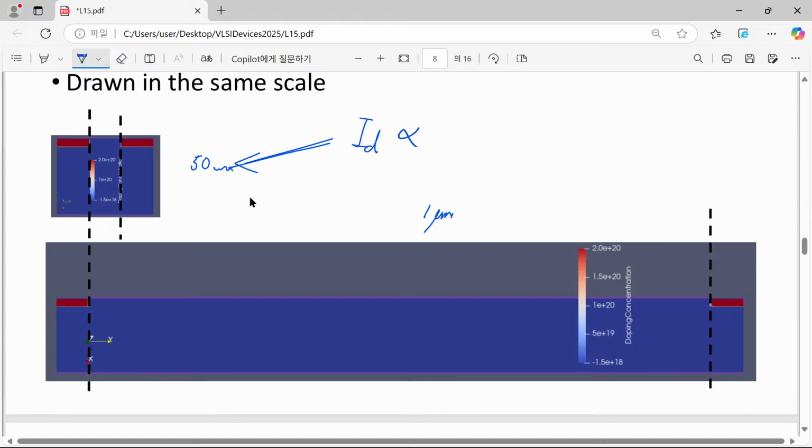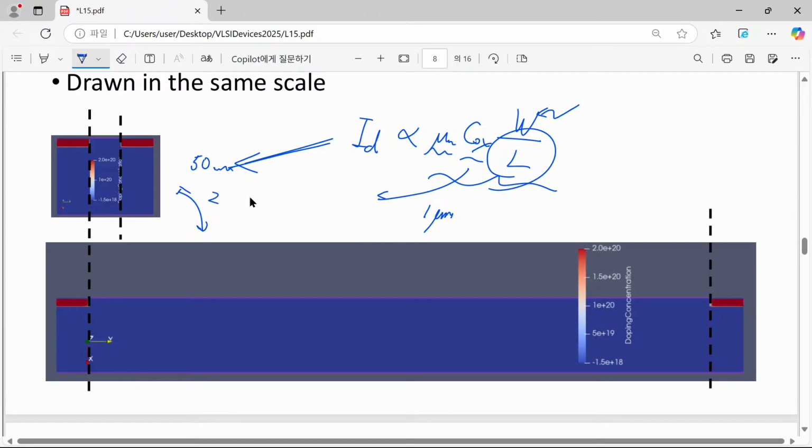because our ID expression always has the mu n Cox W over L factor in front of it. So this is effective mobility. More or less they share the same parameter. Oxide thickness, yes, this is also shared. And W over L, for given W values, their difference comes from the 1 over L factor. Since they have 20 times difference in their length scale, you can expect roughly 20 times higher current for this device.